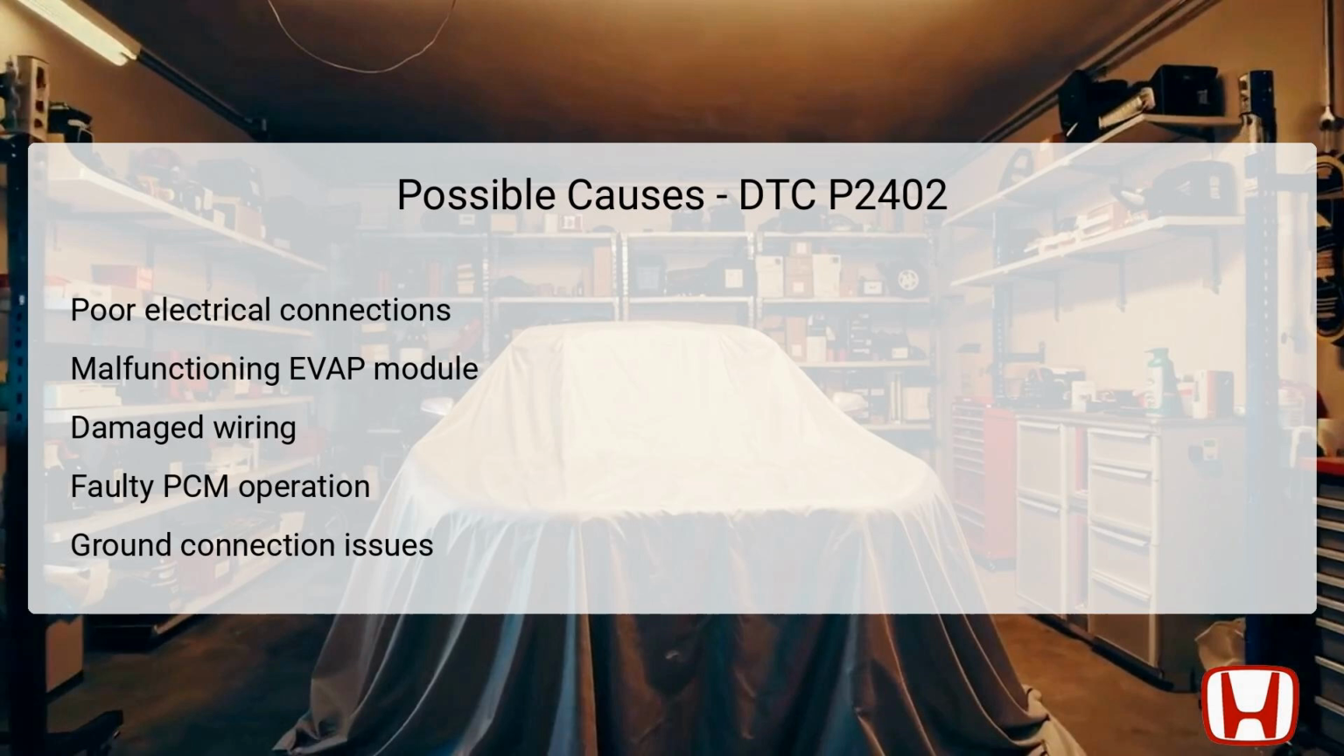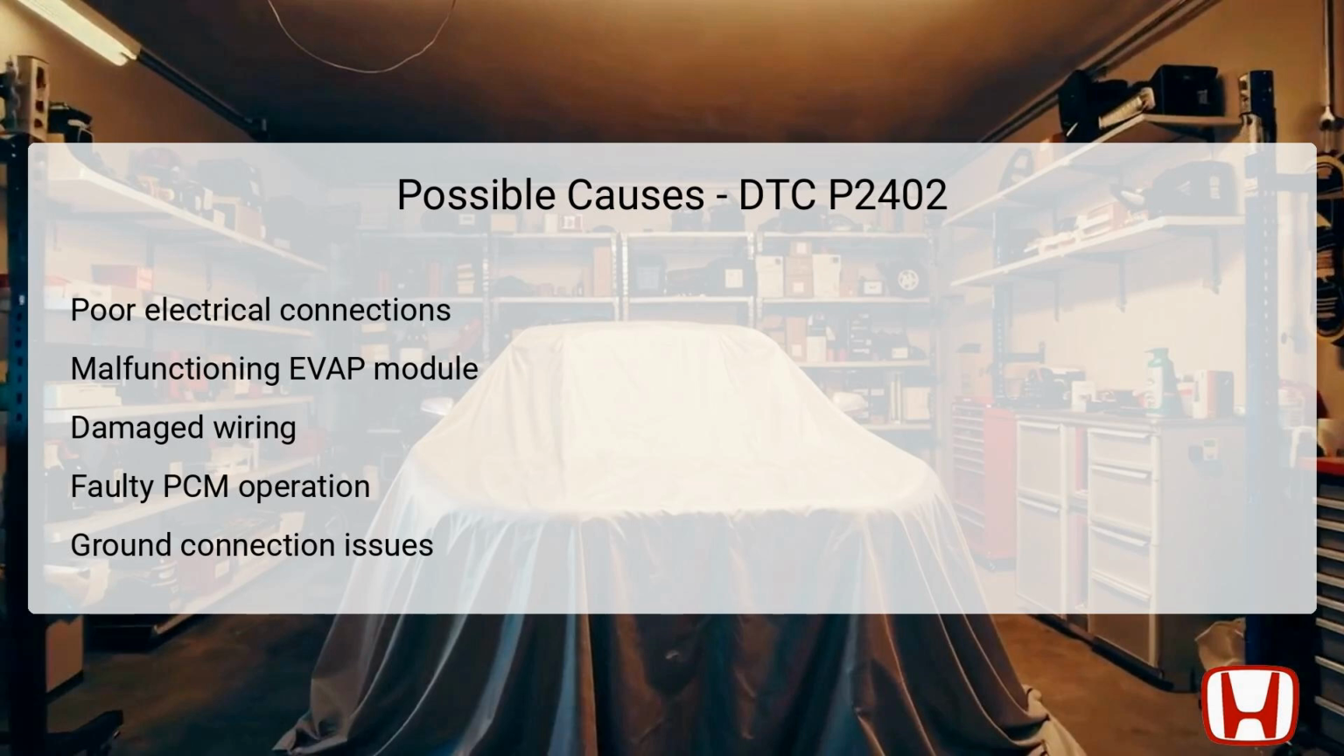Several factors can lead to the P2402 DTC being triggered. First, poor electrical connections or loose terminals can impede circuit functionality, causing high voltage readings. Second, a malfunctioning EVAP leak check module itself could be responsible for this error, requiring replacement. Further, damaged wiring within the circuit can also contribute to electrical issues, leading to incorrect readings from the system.